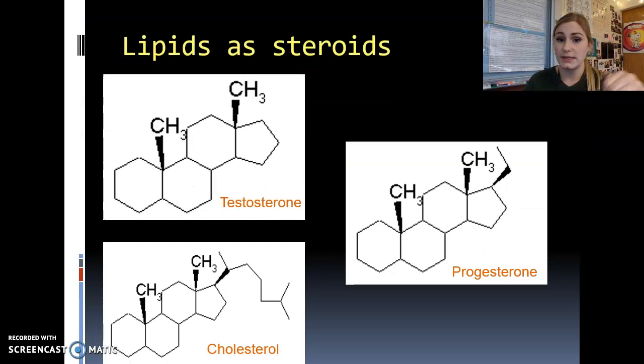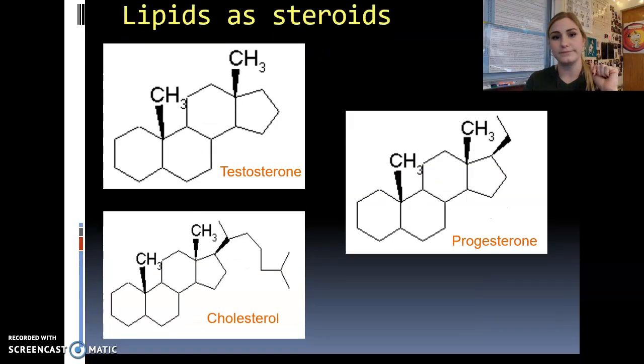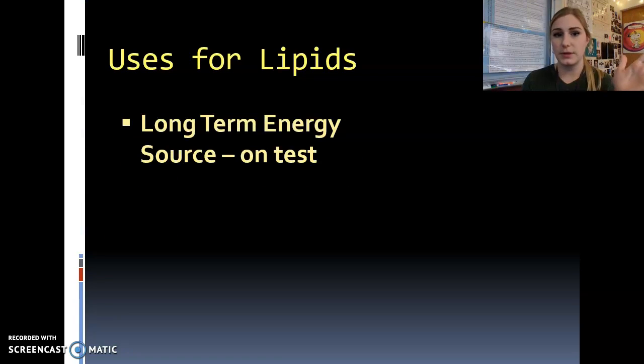And then these are steroids. We've got cholesterol here, and then you can see how similar cholesterol is to testosterone. It's just a few small changes that make cholesterol into testosterone. And then progesterone is another hormone that is found in bodies, typically found in female bodies to regulate your ovarian cycle. So, uses for lipids.